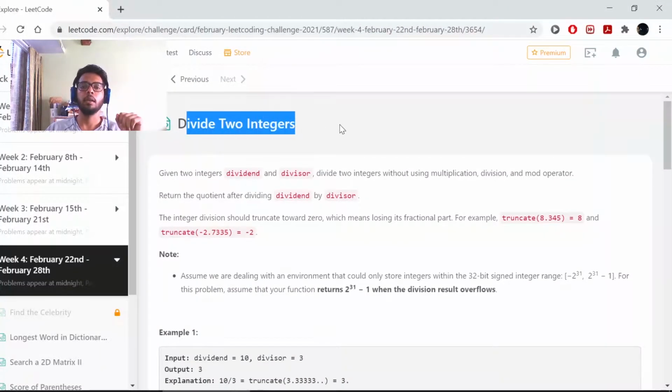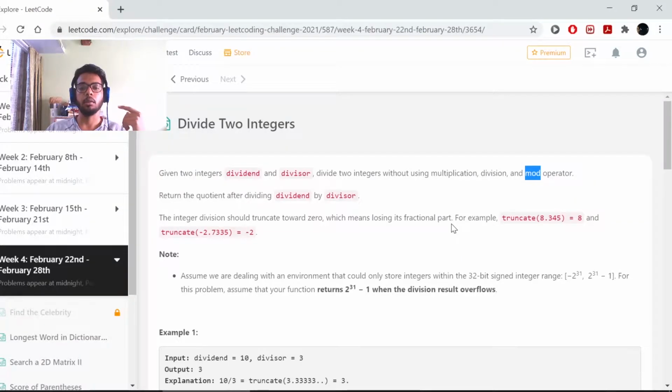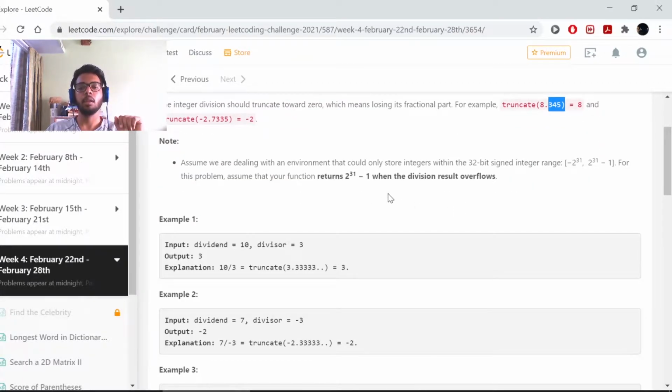Today we need to divide two integers without using multiplication, division or the mod operator, and we just need to return the quotient, the integer part of that quotient, and we need to neglect all the decimal part. And we also have a condition that if we ever encounter overflow, that is a number that can't be stored in a 32-bit signed integer range of Java or any other programming language.